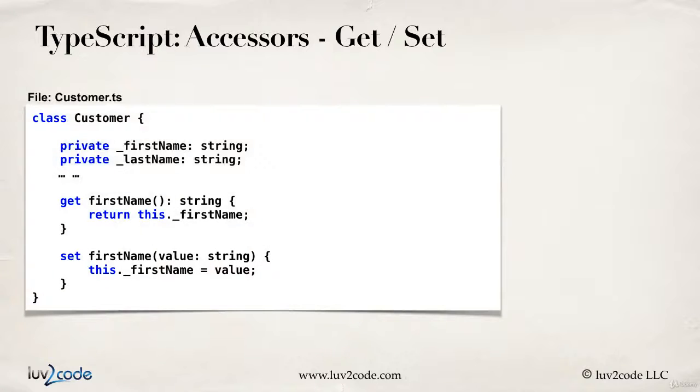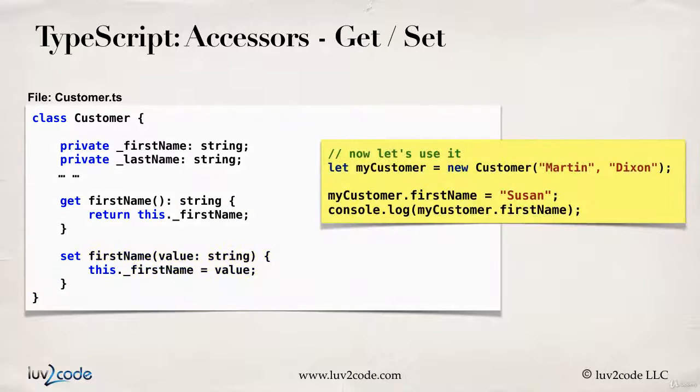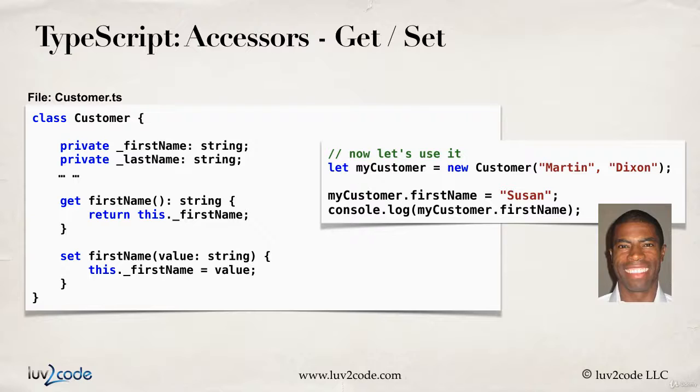Alrighty, so just to wrap up, we're making use of accessors, the get and set. We have our fields that are private. We make use of these accessors, get space firstName, set space firstName, and then we make the assignments, and behind the scenes TypeScript will call the appropriate accessors for getting and setting the data. Alrighty, so let's go ahead and move into our IDE, write the code, and test it out. So I'll see ya in the next video.